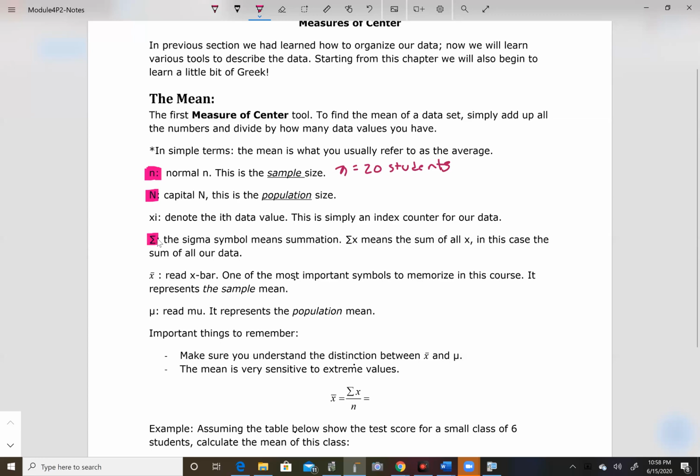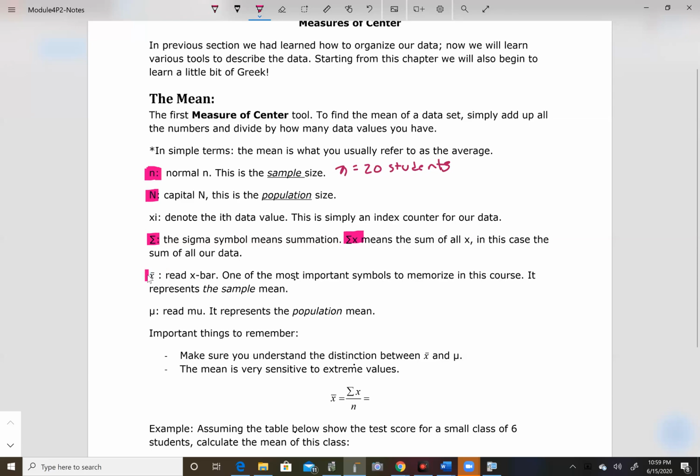Here, this is a capital sigma. We will start to use a lowercase sigma also. This would be a lowercase sigma. I know it doesn't really look like it would be a lowercase of that, but it is. But here's the capital sigma, and it is a summation. This means that we add everything after it together. Like it says here, sigma x means the sum of all x. In this case, the sum of all of our data.